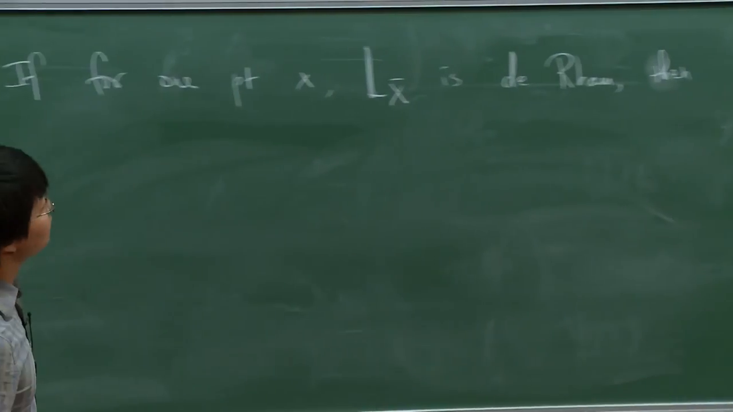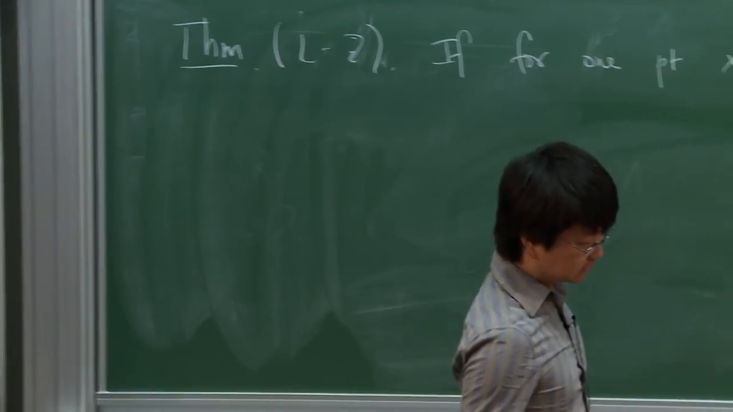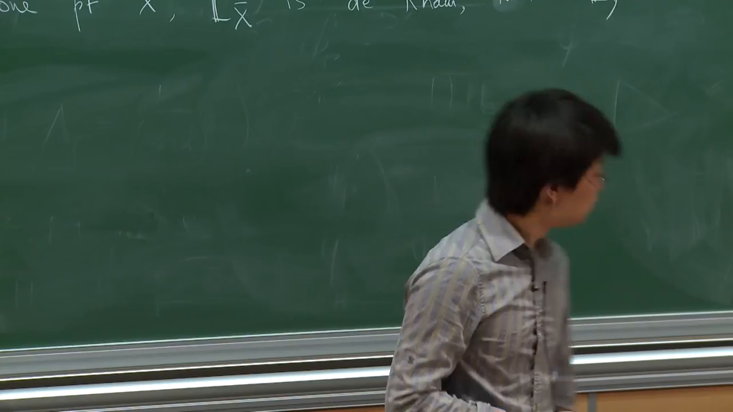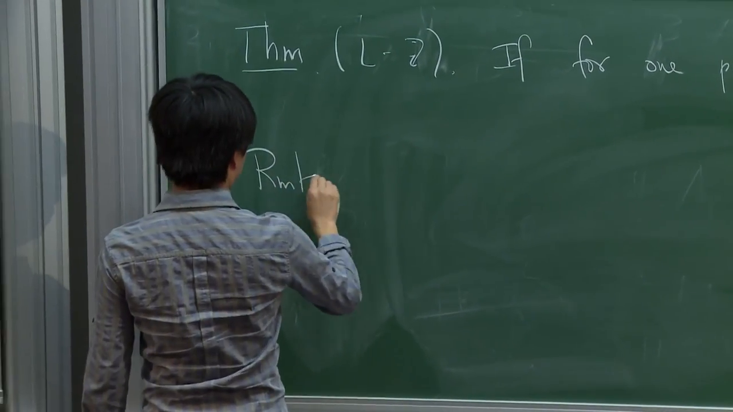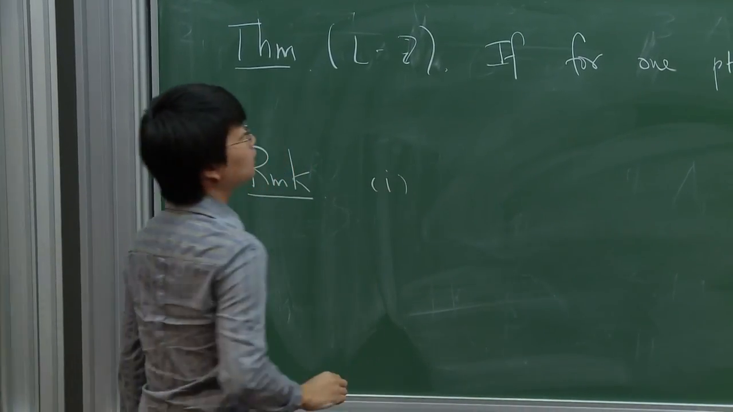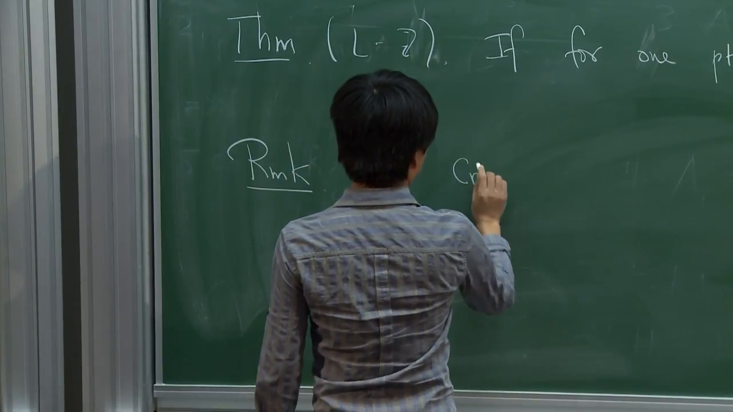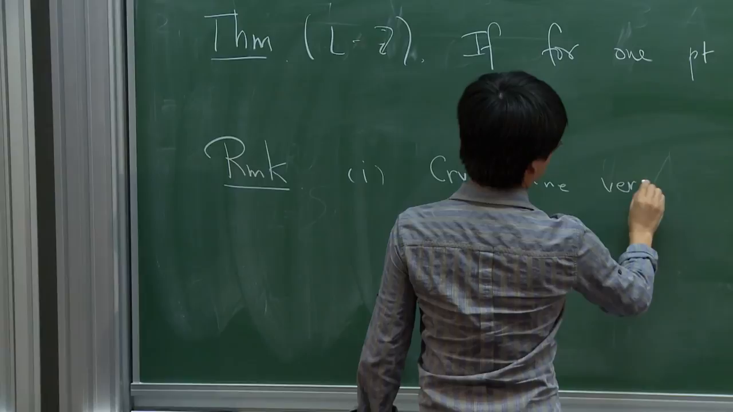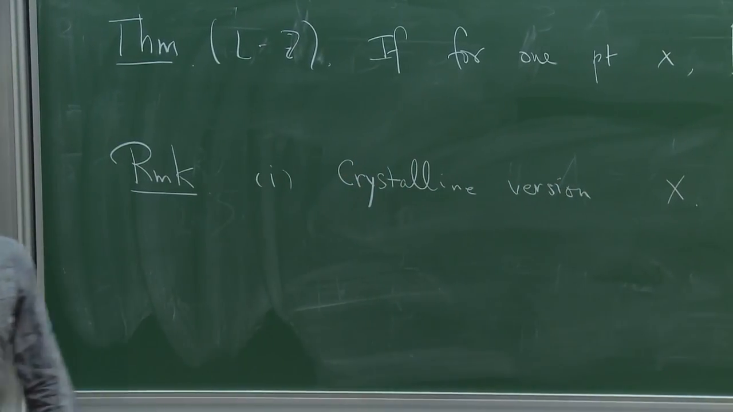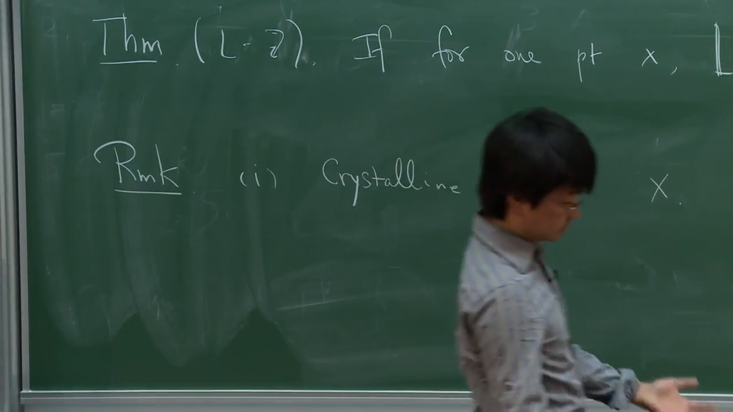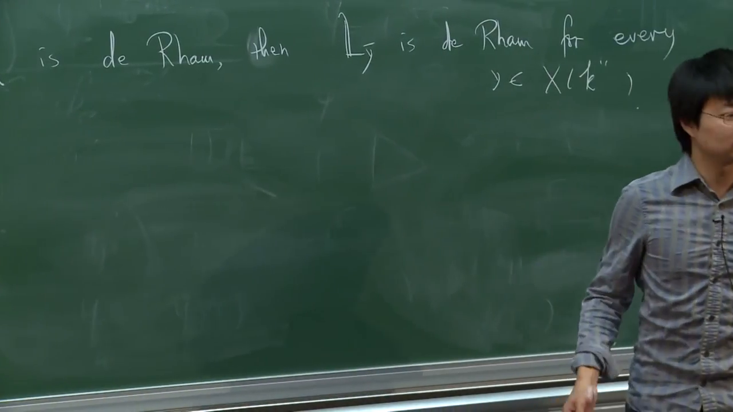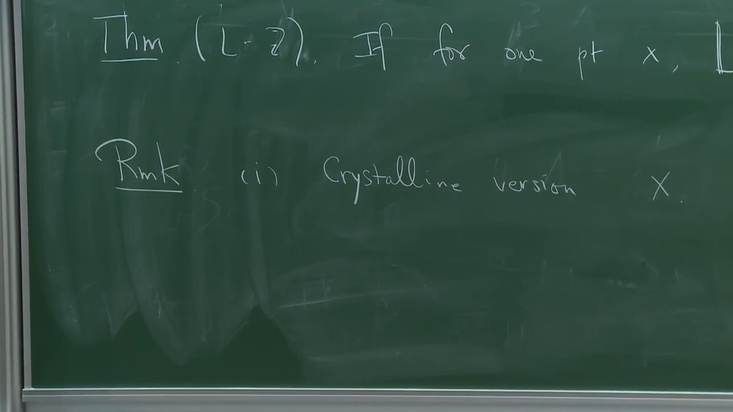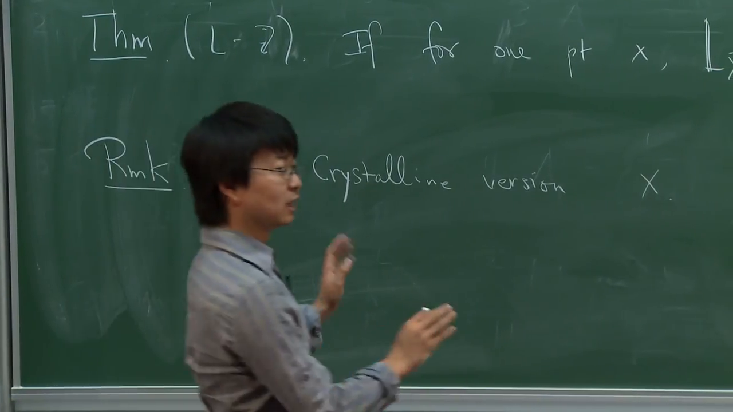You will see the proof is really simple, but let me first make a few remarks and give an application before explaining the idea. The first remark is you can ask the same question if you replace de Rham by crystalline. But then, of course, this is not correct. There's definitely a family of varieties that has good reduction at most points, but at some point there's semi-stable reduction, for example. You can also ask the Hodge-Tate version. I'm not sure, I guess it's false, but I know a counterexample.